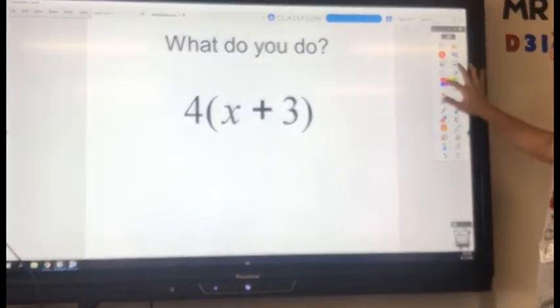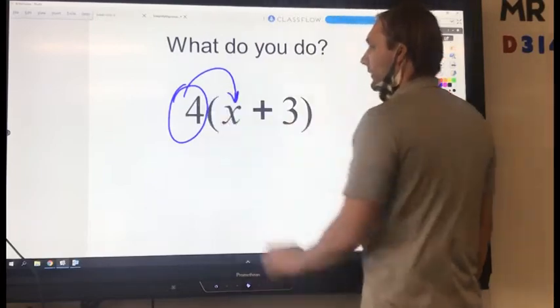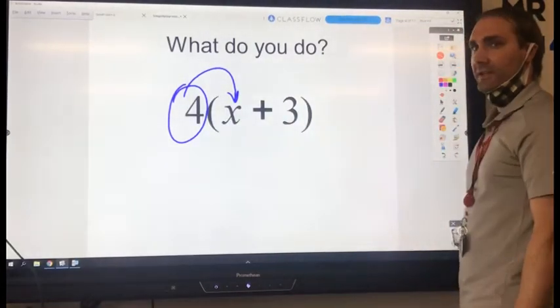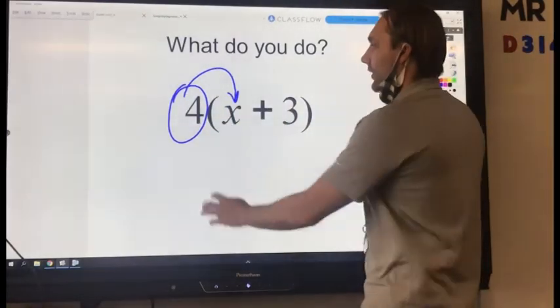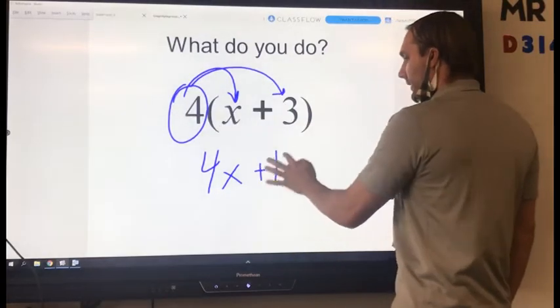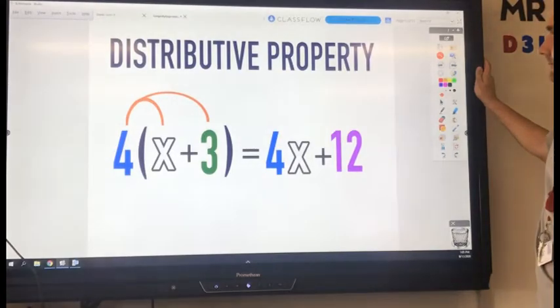What happens here? What kind of operation do you perform? Distribution. Distributing, or giving it the D. Yes. So distribute 4. So 4 times x, which means I have to multiply this 4 by each term inside. 4x plus 4 times 3, 12. So distributive property.